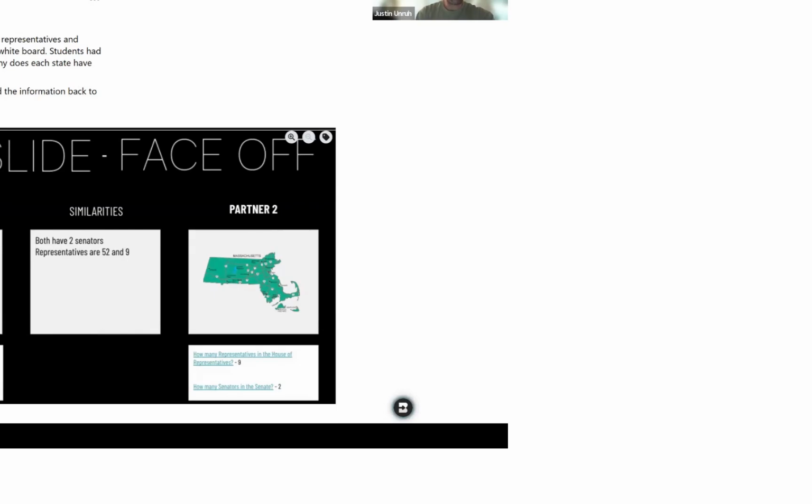So they put a picture and there's a word in there and they put the similarities in the middle. You can modify this however you want. So this is a picture, but it also has words in there, right? Massachusetts, California has that. And then they explained it here in this bottom box. How many representatives in the House of Representatives? 52. How many senators? 2.